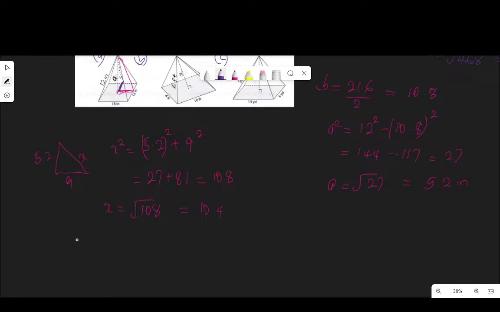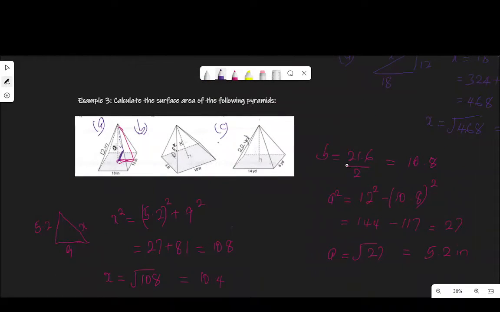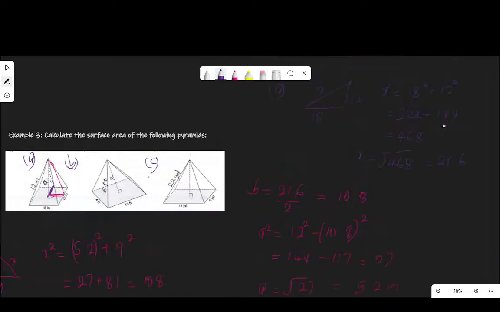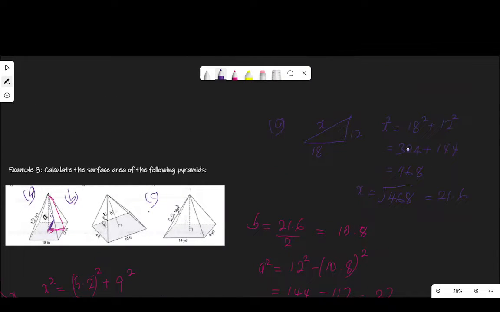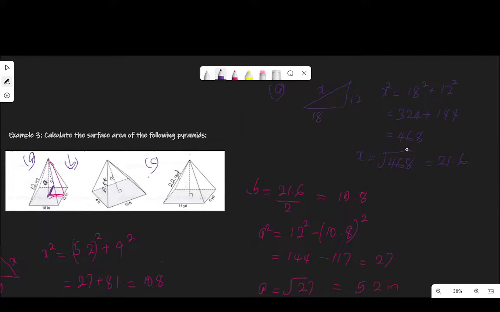Let me see if I can redraw that here. A, and A is, what was A? Where is it again? I thought I calculated A somewhere.